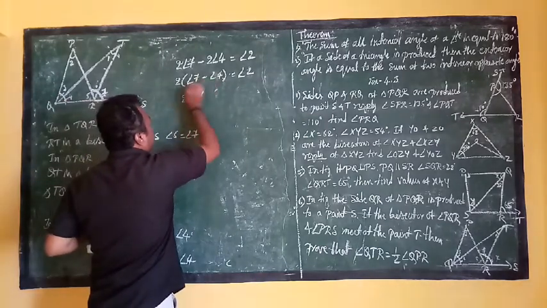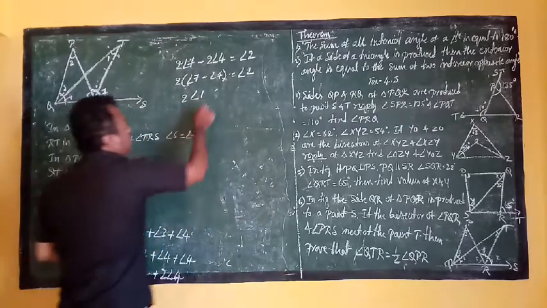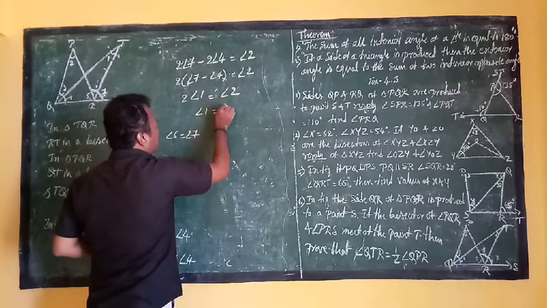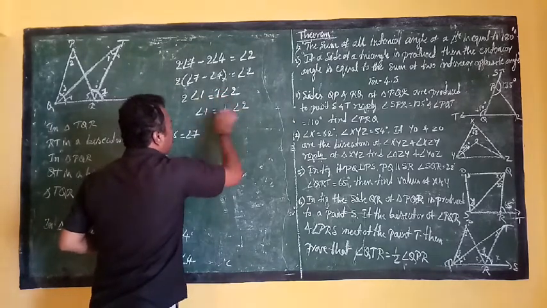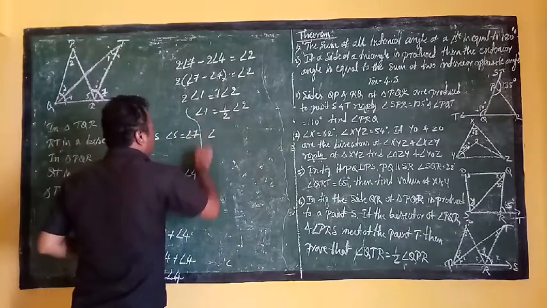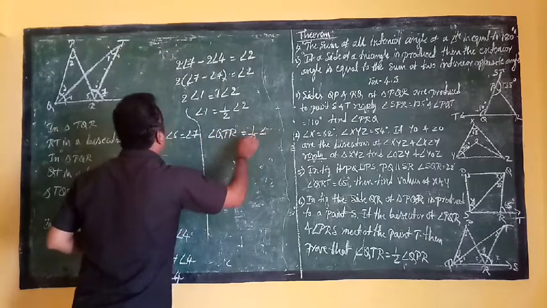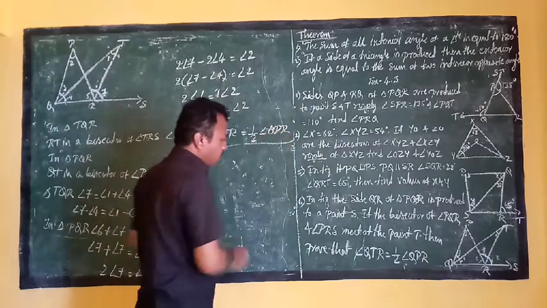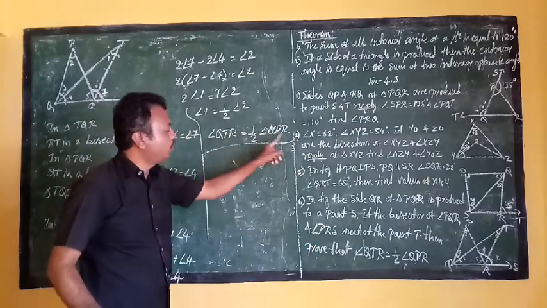Therefore, angle 7 minus angle 4 instead write angle 1, from equation number 1. Okay. So it is equal to the remaining angle 2. Therefore, 2 times angle 1 is equal to angle 2. Then angle 1 is equal to 1 by 2 times angle 2. So what is angle 1? QTR. Therefore, QTR is equal to half of angle 2, means QPR. Hence the proof. See, QTR is equal to half of angle QPR.